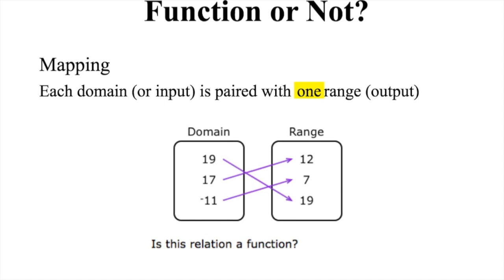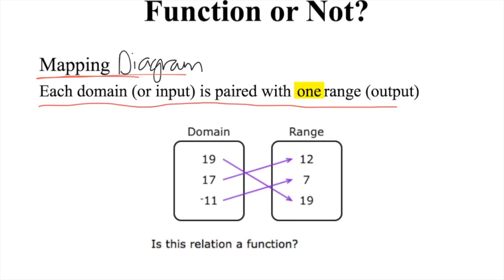Okay, so our first example is going to be mapping. For each of these examples, you're going to need to write down what it's called, and I'm going to actually add the word diagram. So our first is a mapping diagram. A mapping diagram says that each domain or input is paired with one range or output.